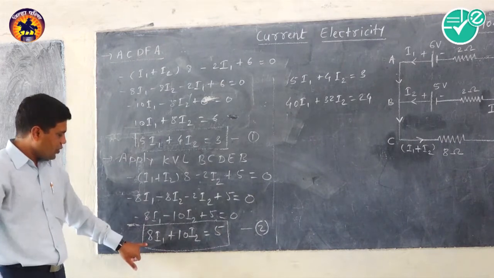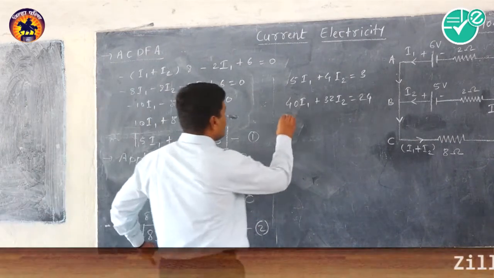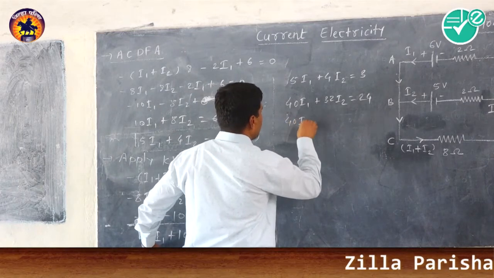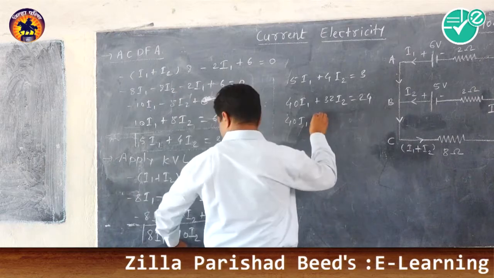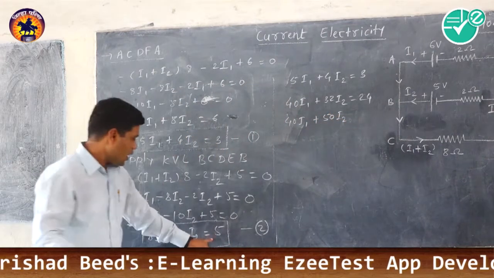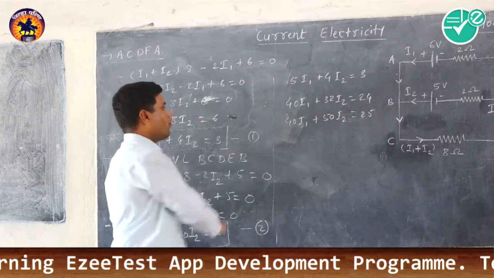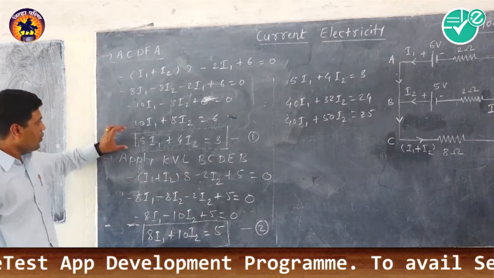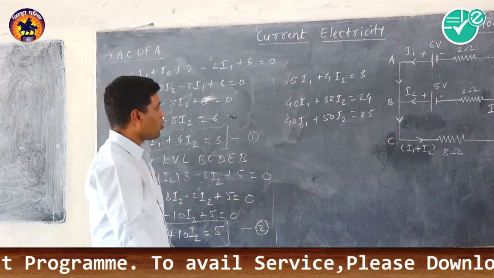Now take the second equation and multiply it by 5. So we will get here 40I1 plus 50I2 is equal to 25. So these two equations we have got after multiplying equation first by 8 and equation second by 5.